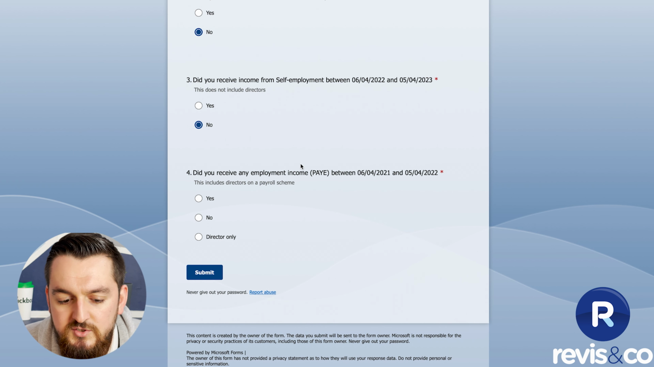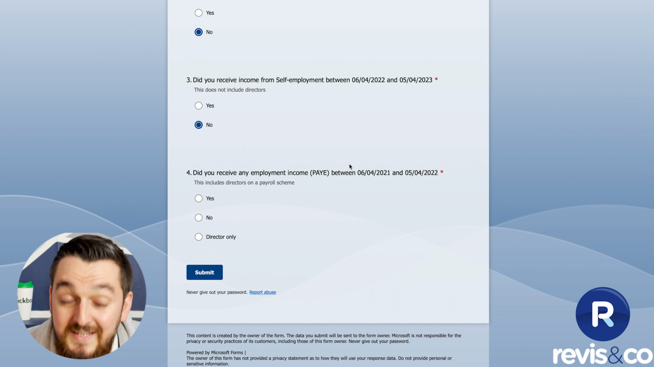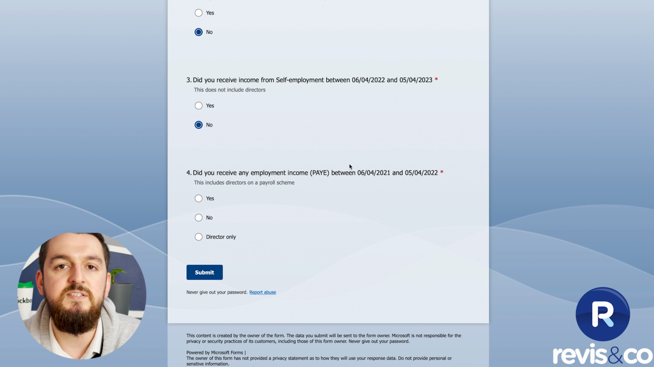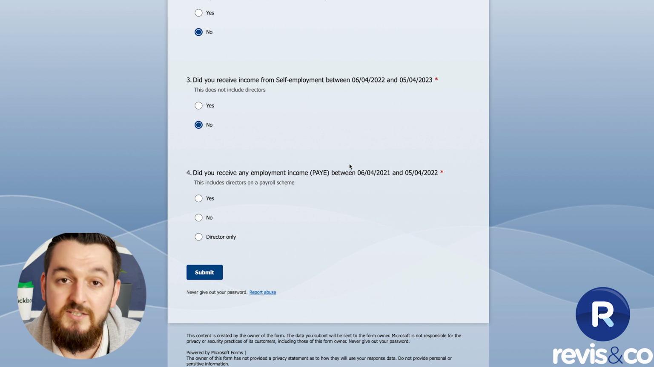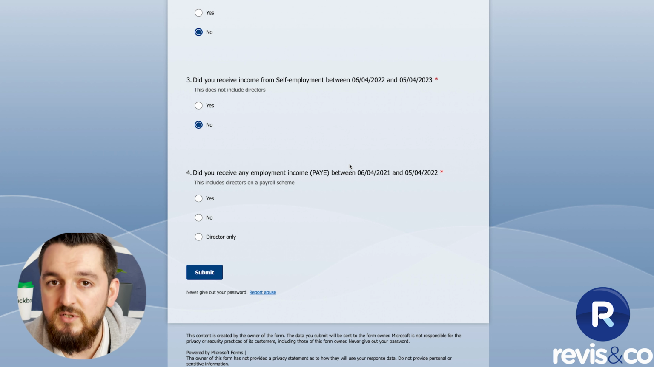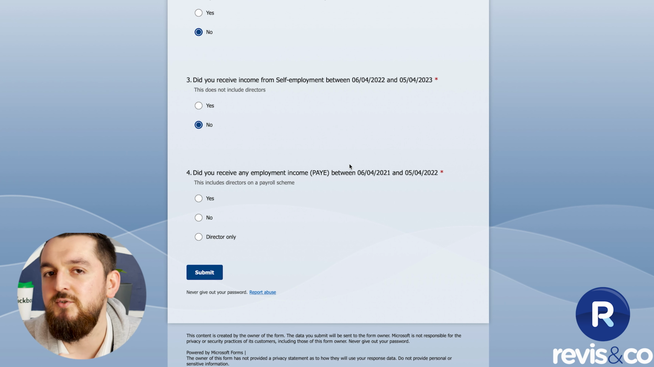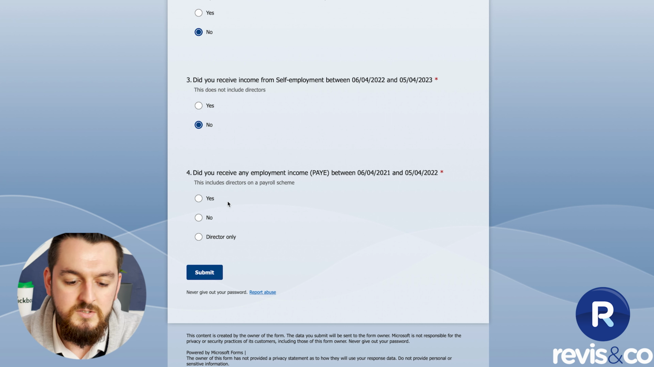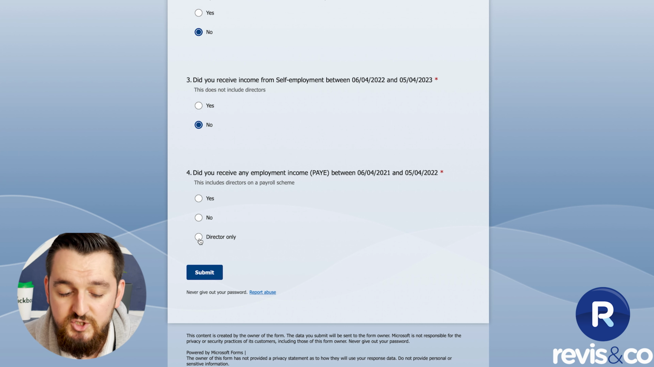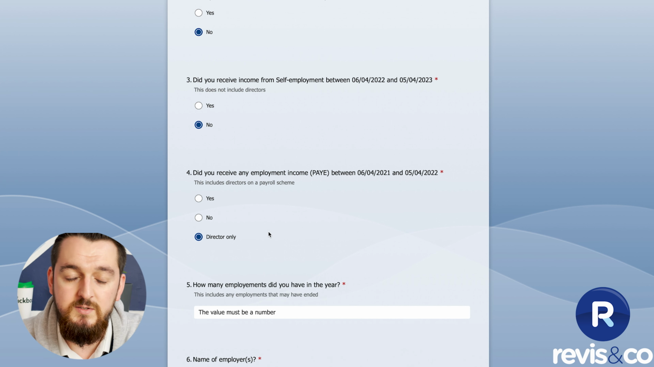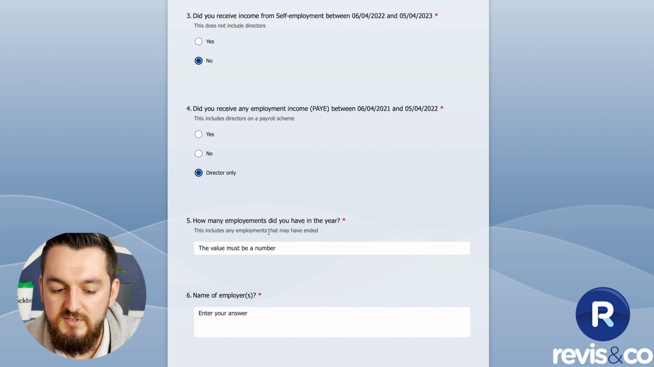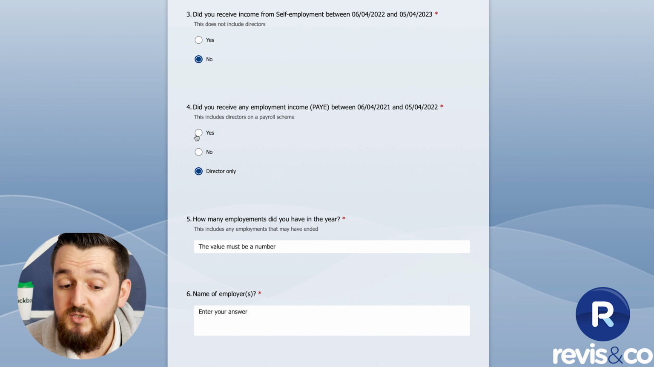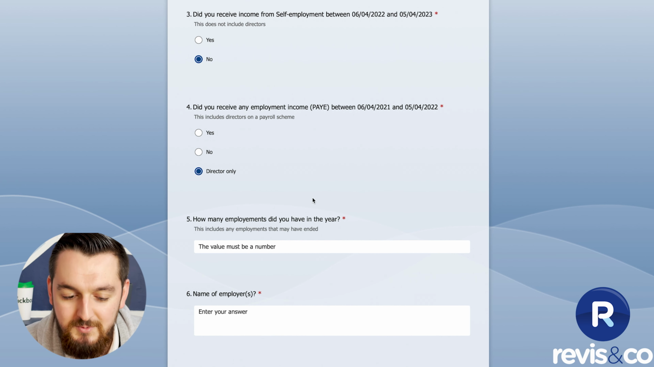Next one here, so did you receive employment income, PAYE, between these years? So this is if you were on a payroll, you received your wages and you got a wage slip at the end of the month. That does not include CIS. If you're a CIS and you've got your CIS statements, then you are a yes on that self-employment one. So on this one here, we've added this year one that says director only, so hopefully it will make sure that everybody's understanding that one. Again, I'm a director only. If you're not a director, just put yes, nice and simple.